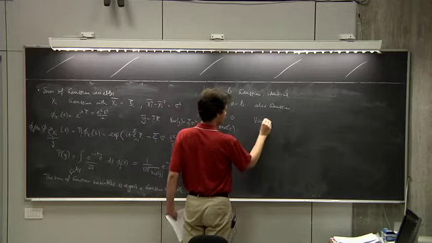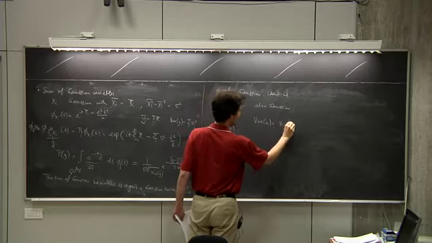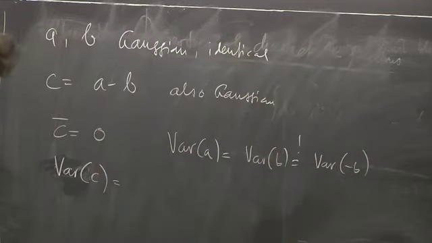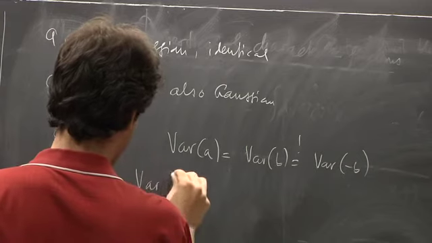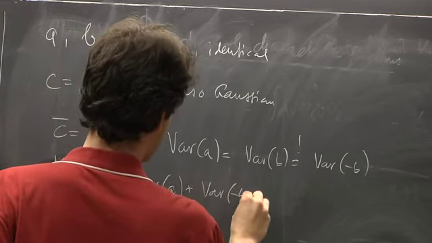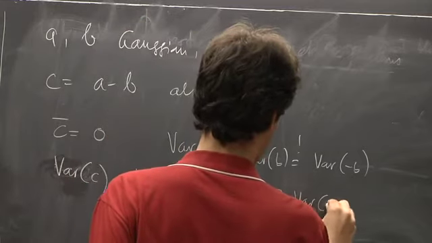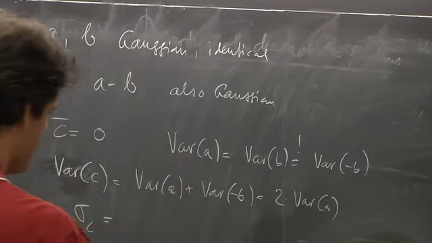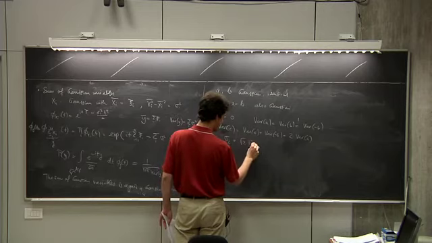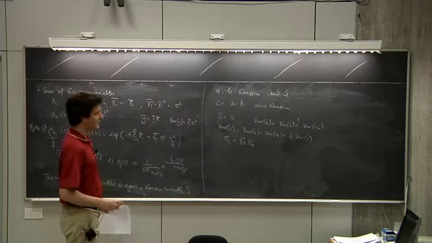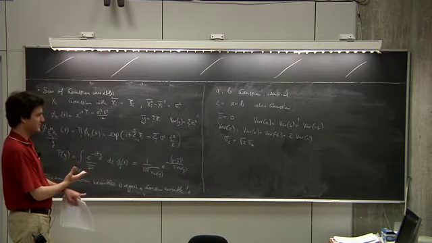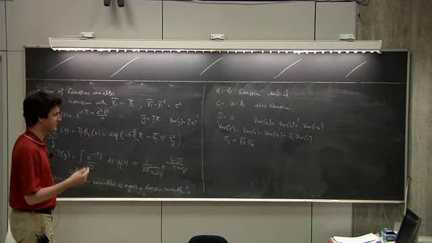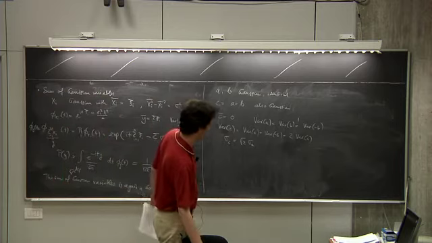So what is variance? Variance of A is equal to variance of B is equal to variance of minus B, right? So this is equal to variance of A plus variance of minus B is equal to 2 times variance of A. Okay, standard deviation, which is the thing that you can much better imagine, that's the width of the distribution, is square root of 2 times that of A. So if you take two Gaussian variables and you subtract them from each other, you get, on average, nothing, but you have a bigger error. Right? Simple thing, but you come across this fact relatively often.